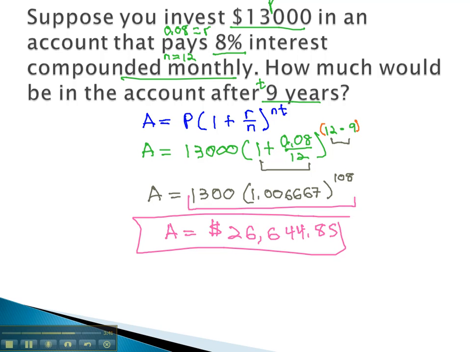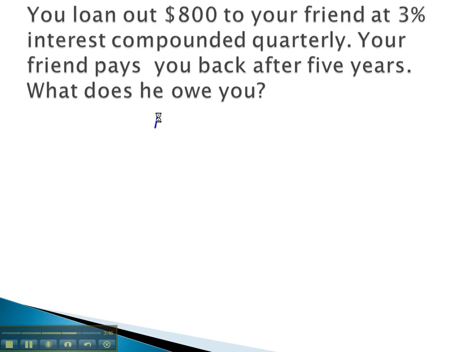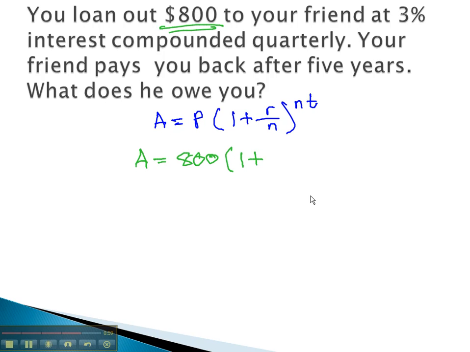Let's do another example where we use this compound interest formula. The amount is equal to the principal times 1 plus the rate divided by the number of compounds to the nt. Here, the principal, or starting amount, is 800, times 1 plus the rate, which is 3%, written 0.03, over n, which is the number of compounds, and there are 4 quarters in a year, to the nt, or 4 times 5 years.